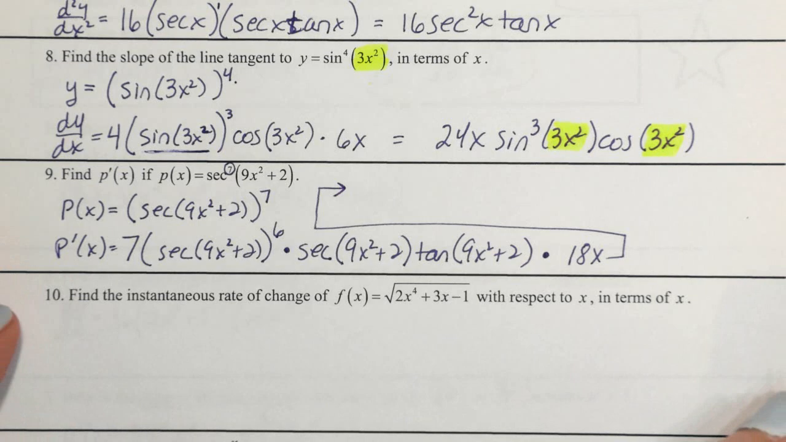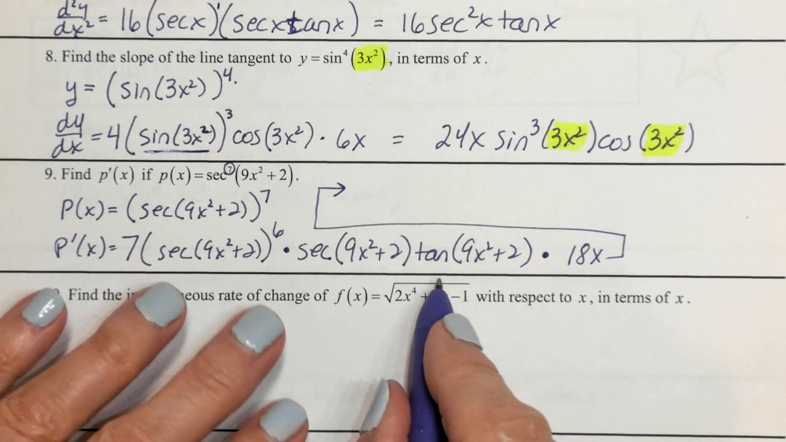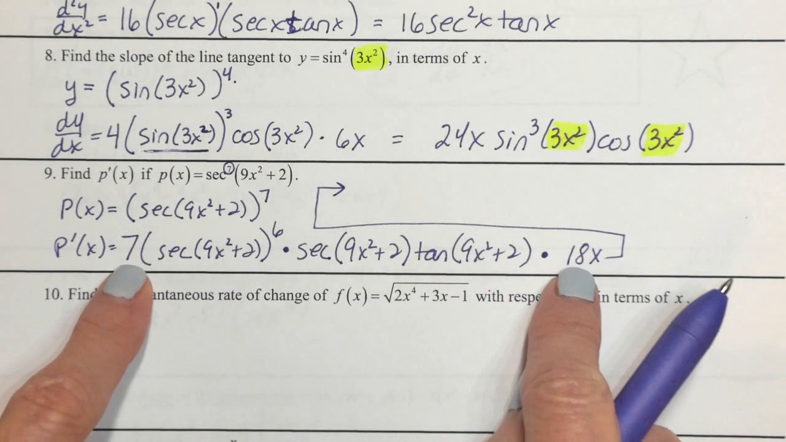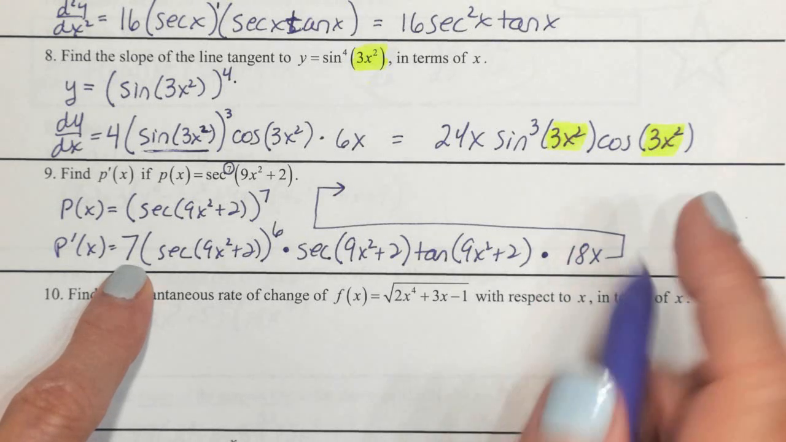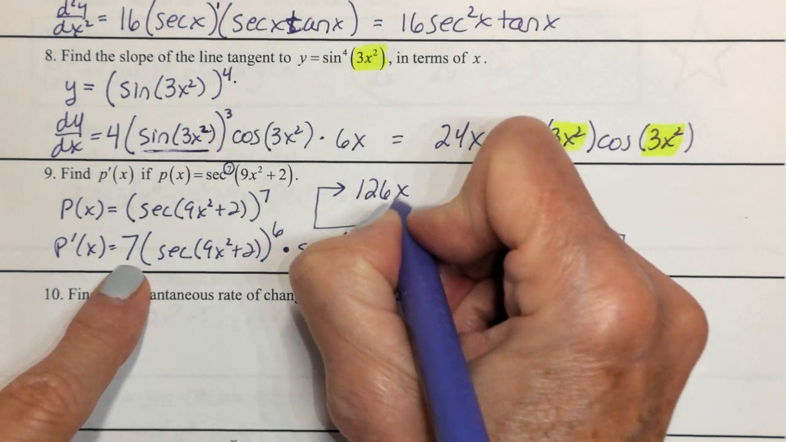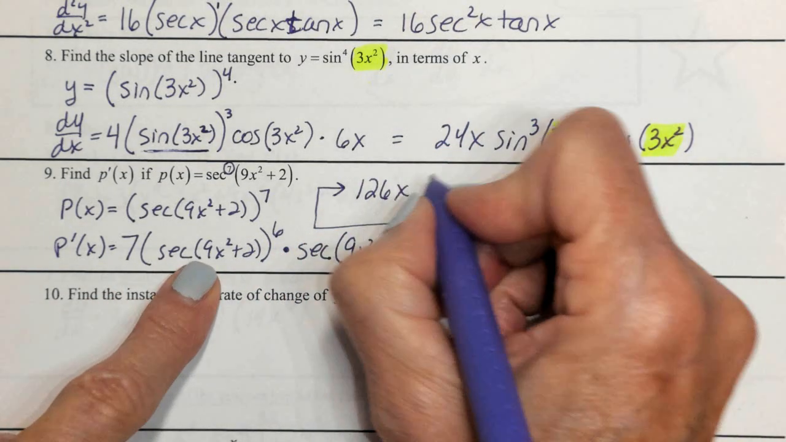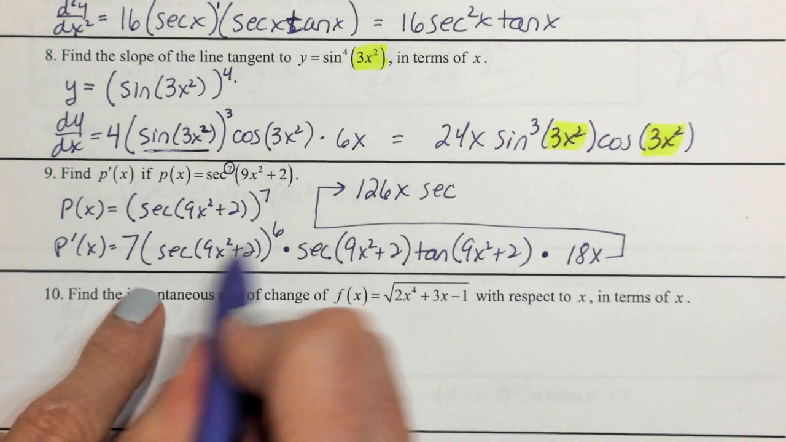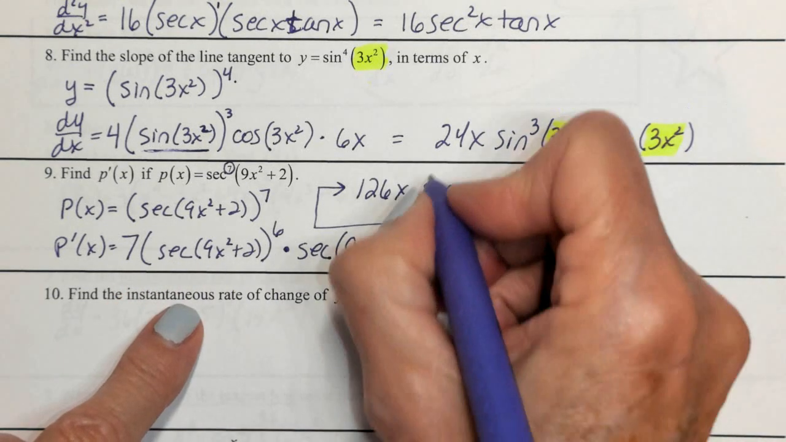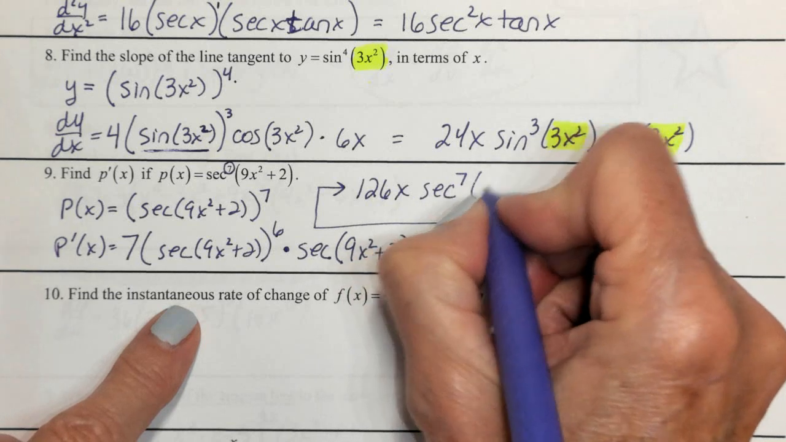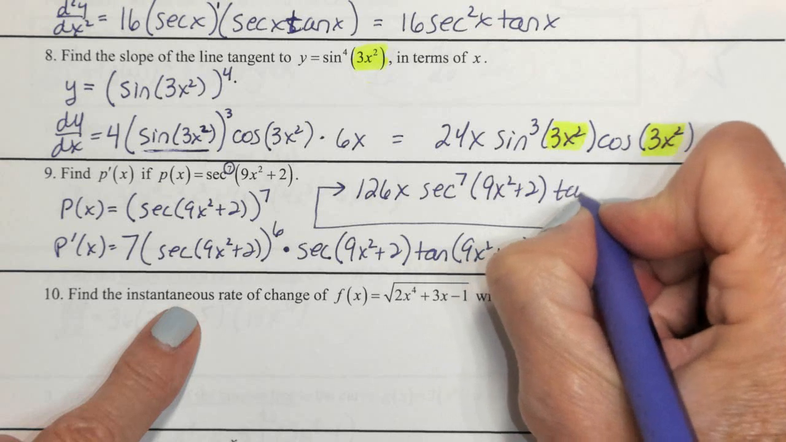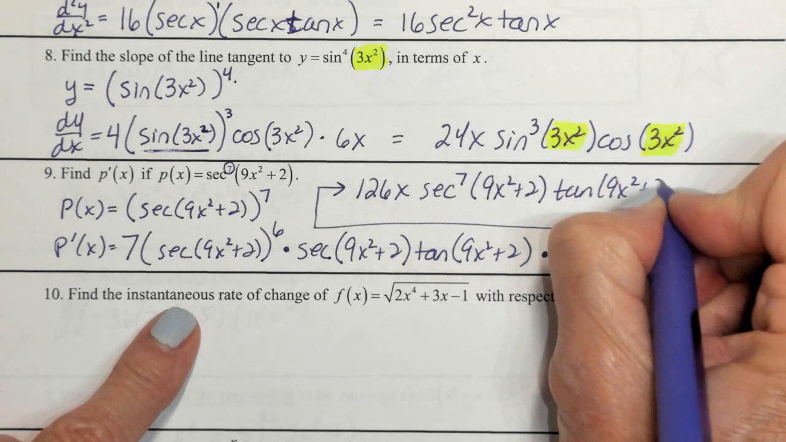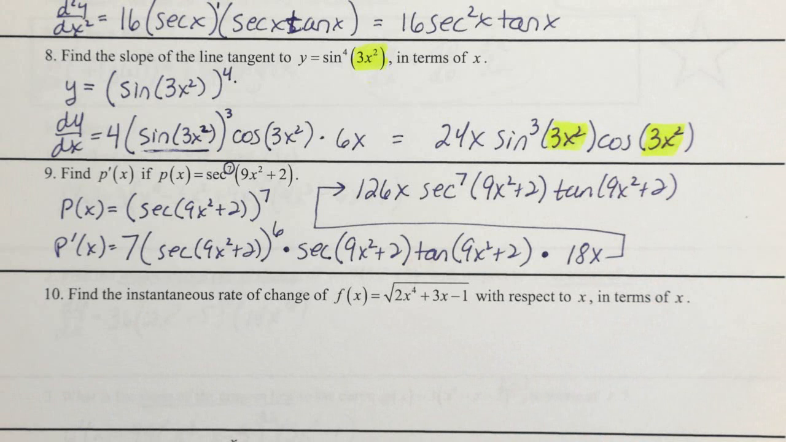Okay, let's clean that up for a multiple choice answer. This would be a safe stop spot. Okay, 7 times 18 is, 7 times 8 is 56 plus 5, so 126, 126x, and then we have 6 secants here and another secant here, so secant to the 7th, 9x squared plus 2, times tangent 9x squared plus 2. And that's it.